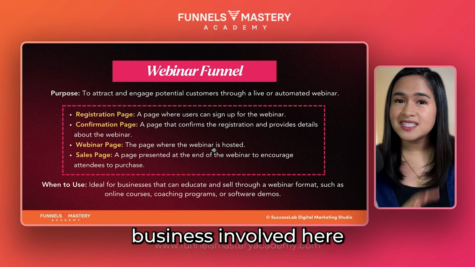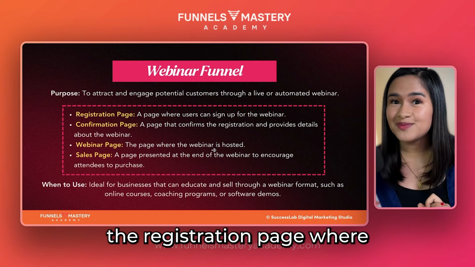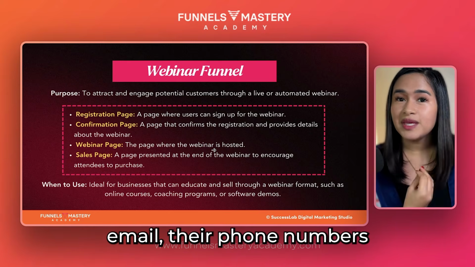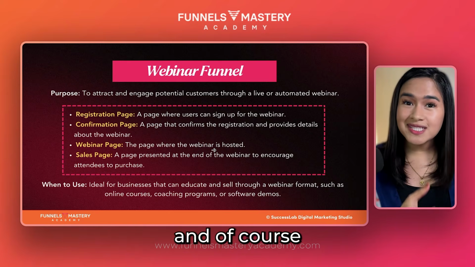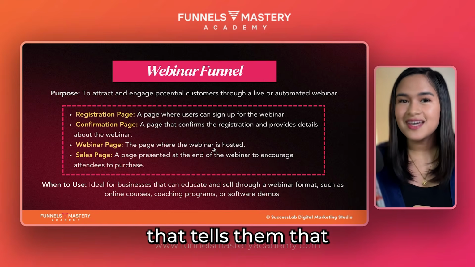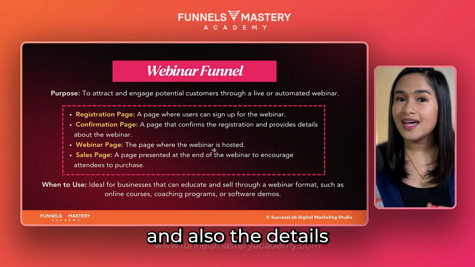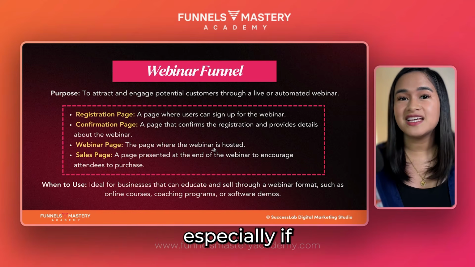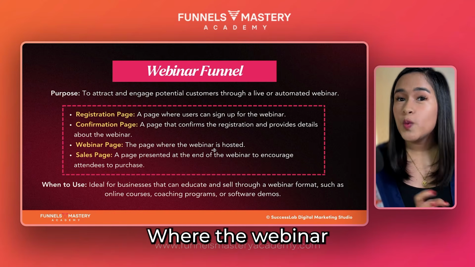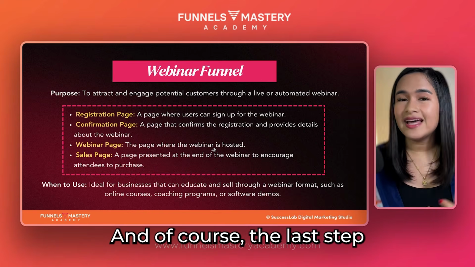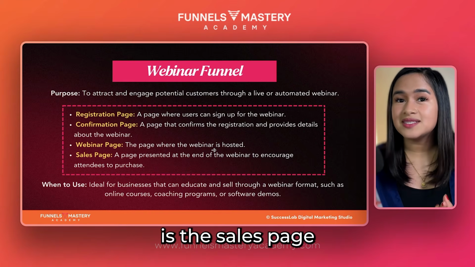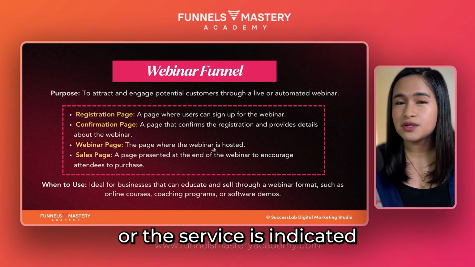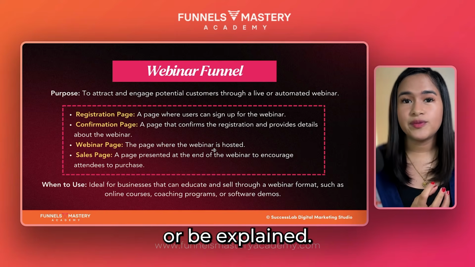So the usual pages involved here is first the registration page, wherein again the users can sign up for the webinar, give out their name, email, their phone numbers, and of course the confirmation page that tells them that their registration is complete and also the details of the webinar. And the third one is a webinar page, especially if it's an automated webinar funnel where the webinar video is hosted. And of course, the last step is the sales page, wherein the offer or the details of the offer or the service is indicated or being explained.